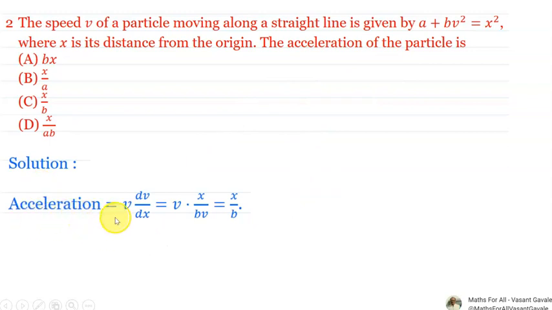Here the acceleration can be written as v into dv by dx, by using the chain rule. Therefore v is as it is, dv by dx. Differentiate this with respect to x, then you will have 2bv into dv by dx is equal to 2 times x, 2 gets cancelled, and then you will have dv by dx is equal to x upon bv. You will get this value. Okay, and substitute: v into x upon bv, v and v get cancelled, therefore acceleration is equal to x upon b. Okay, and hence the option C is correct here.